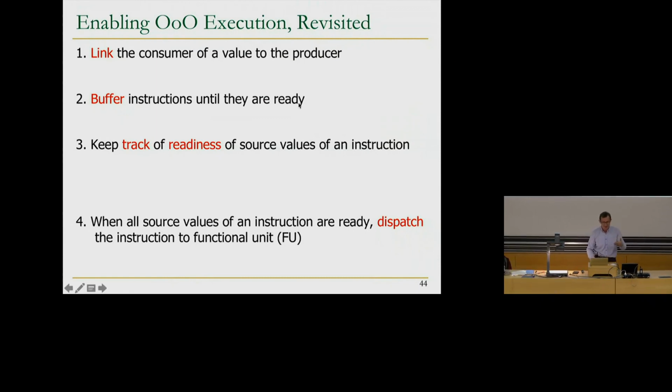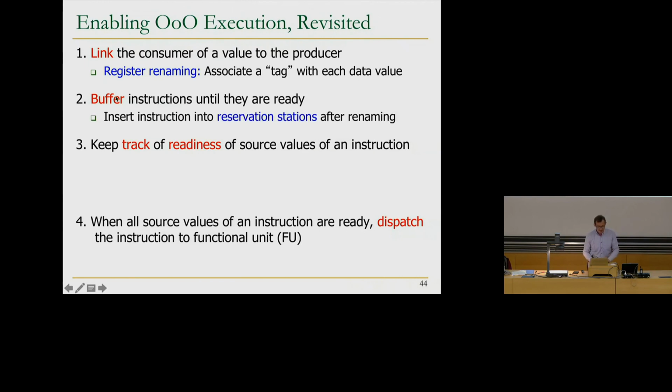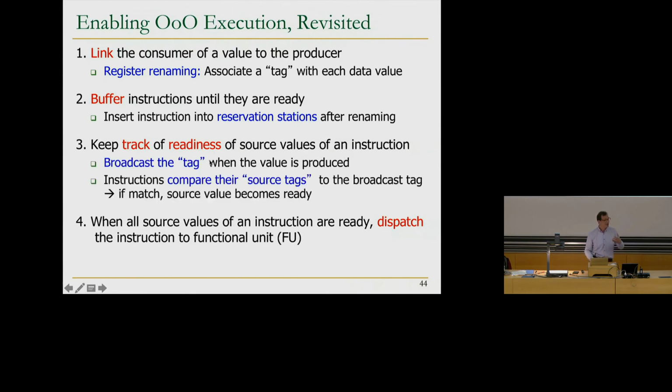But let's recap some of the key concepts. Basically, how do we enable out-of-order execution? We need to link the consumer of a value to the producer, and we do this through register renaming. We associate a tag with each data value, and the tag is now the physical register ID. And then we buffer the instructions until they're ready. By inserting them into the reservation stations, we keep track of the readiness of the source values of an instruction in the reservation station. We broadcast a tag when the value is produced.